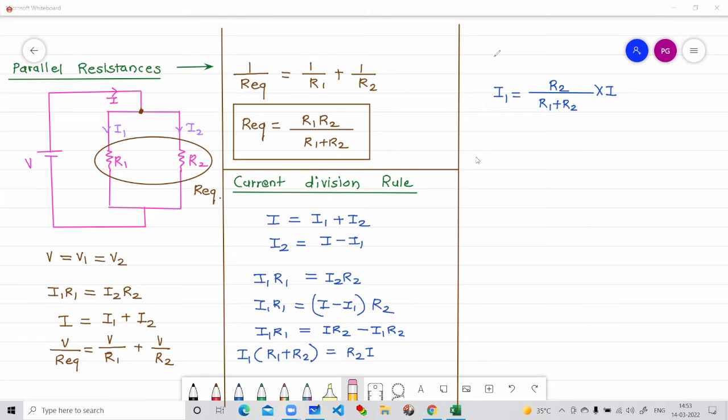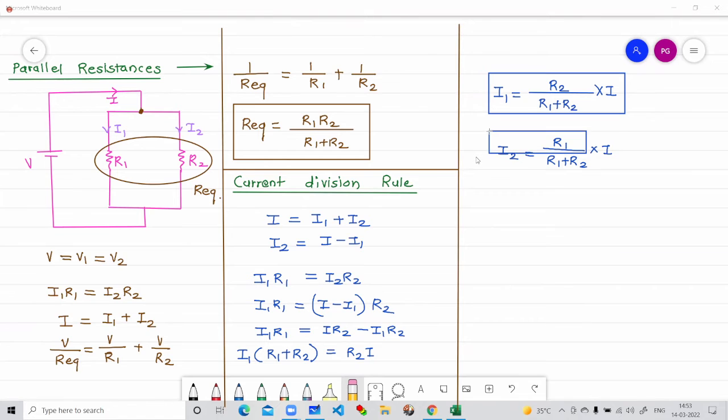Is it okay, everyone? Yes? Yes, ma'am. Yeah, can you tell me I2? R1 upon R1 plus R2 into I. So it is simple for two resistances, right?